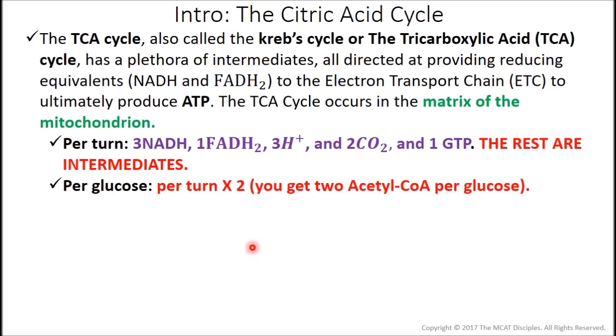Per glucose, you get double that, right? Because per glucose, we put it through glycolysis, and we end up getting 2 pyruvates to form then 2 acetyl CoA. So you get 2.